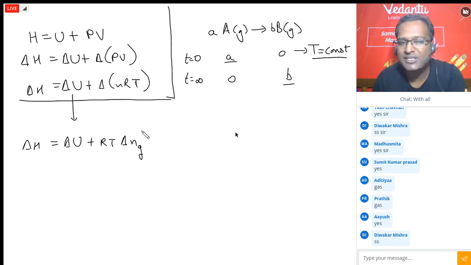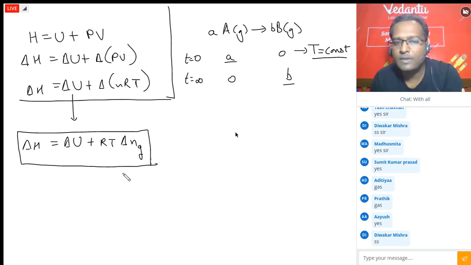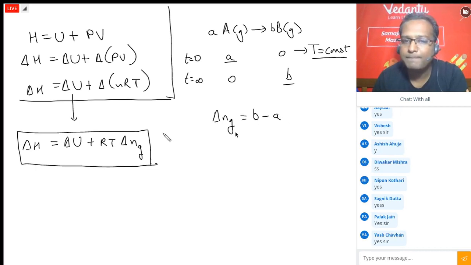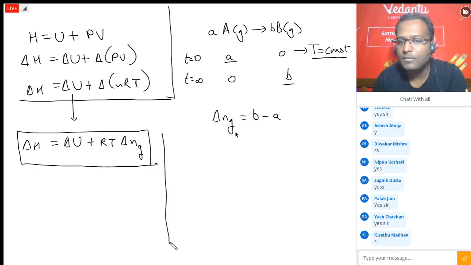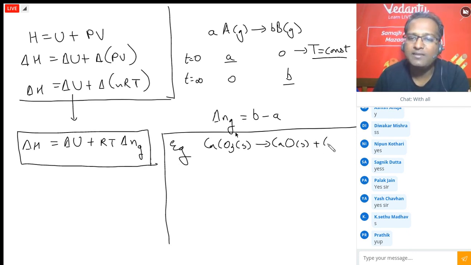So for reactions, your equation becomes this, to relate delta H and delta U for reactions. Is this much understood? What is delta n g in this case? Delta n g in this case would be B minus A.